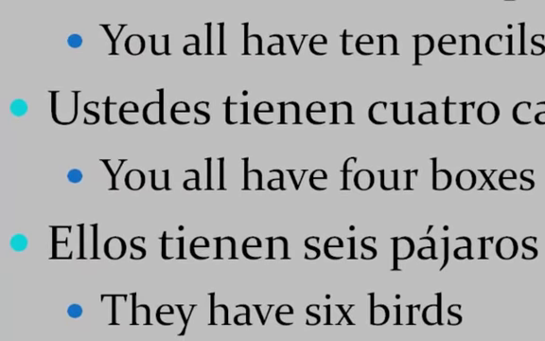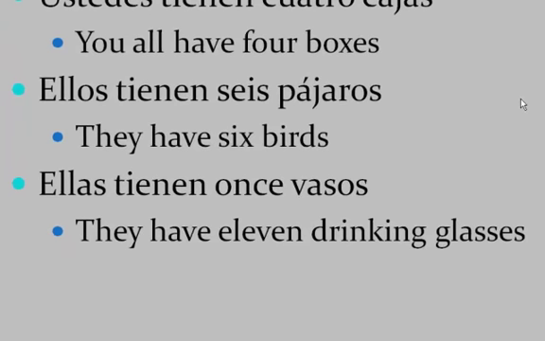To say they have 6 birds, we learned that when we talked about animals before. Ellos tienen 6 pájaros. Ellos is the male form. Remember, now we're going to use the female form. Ellas tienen 11 vasos. They have 11 drinking glasses or 11 glasses. Okay, remember that V sounds like a B.